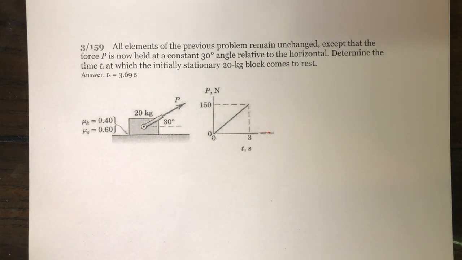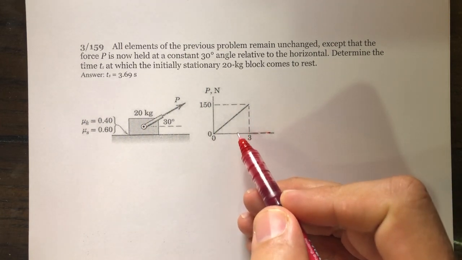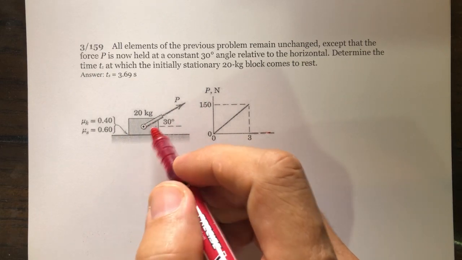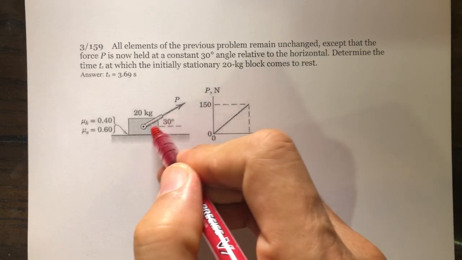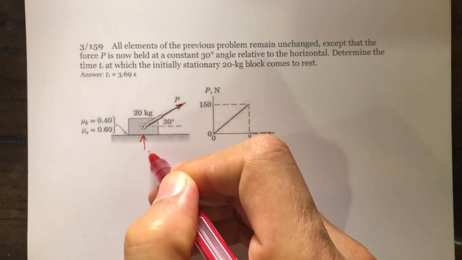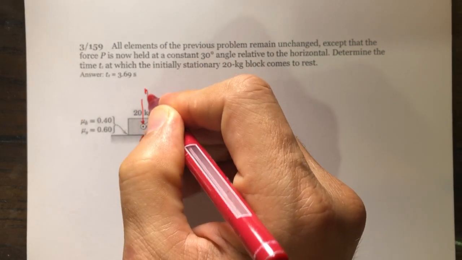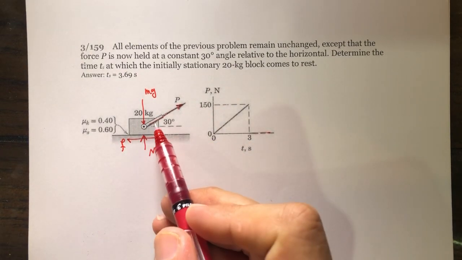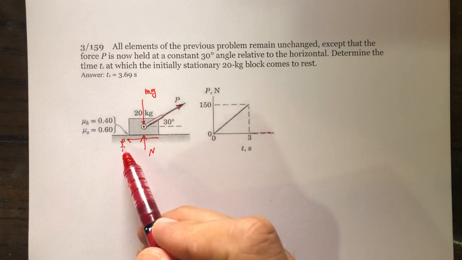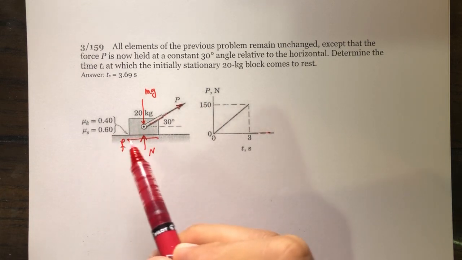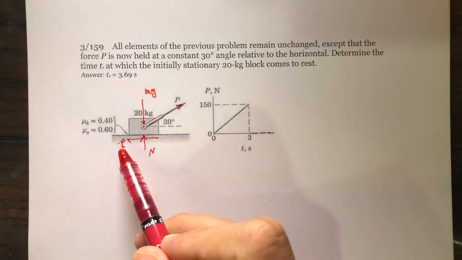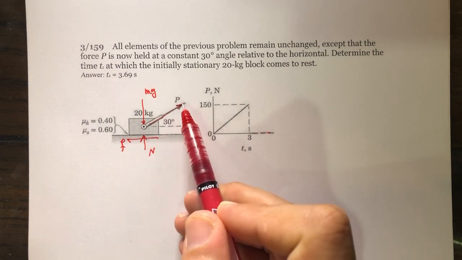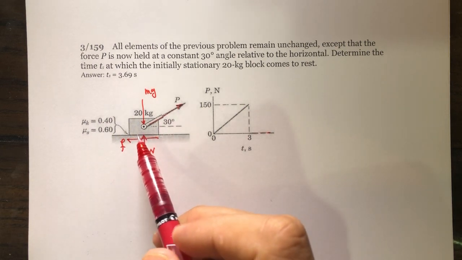So first of all, we need to figure out when this block is going to start to move. So we need to draw the free body diagram. That's the first step. We have this force P, we are going to have normal force, we are going to have mg, and also the friction force. Because we are starting from rest, the friction force is not going to be equal to mu s times N or mu k times N. Friction force is going to change depending on P, right?